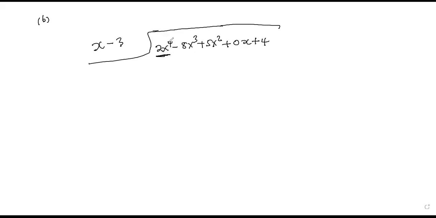All of it, you divide it by x. You don't divide by negative 3. Just divide by x. Everything we do, we'll be dividing by x. Don't divide by negative 3, I repeat. So when you get to x power 4 and you divide it by x, of course you get 2x cubed, isn't it, guys? You get 2x cubed.